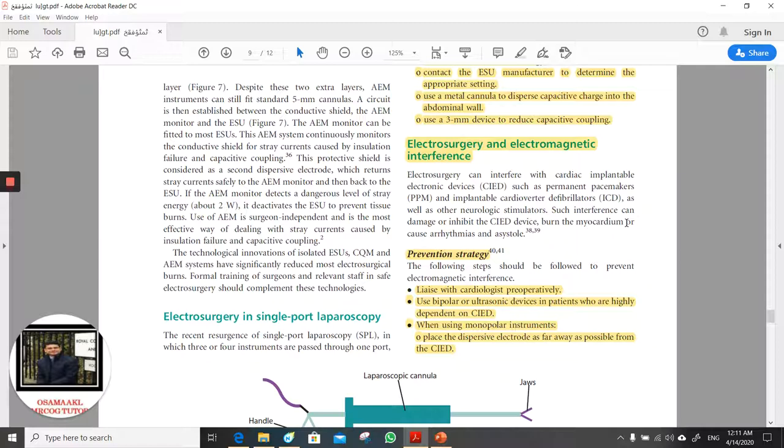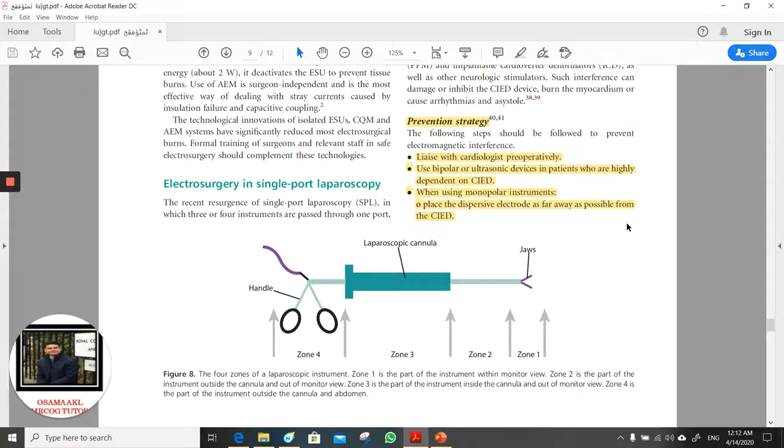And if the patient has a cardiac pacemaker, it is also better to use bipolar than monopolar. And in this situation, you have to be ready for any problem. You have to be ready for cardiac arrest, involve a cardiologist, and you should have resuscitation facilities if cardiac arrest happens. And ECG needs to be connected.